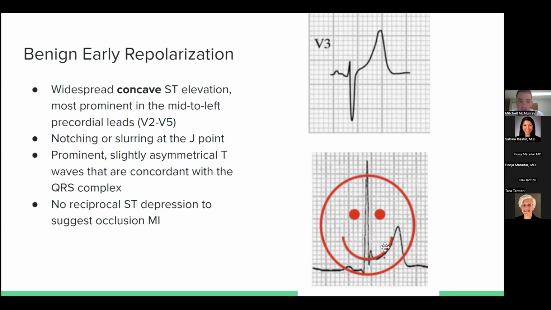Sometimes you'll get the notching or the slurring at the J point, which is right here. And then you'll get some prominent T waves that are associated with it. And like I said, there's no reciprocal ST depressions to suggest heart attack at all.